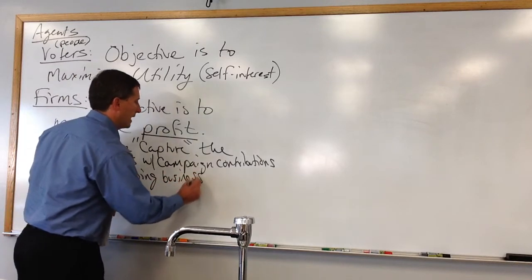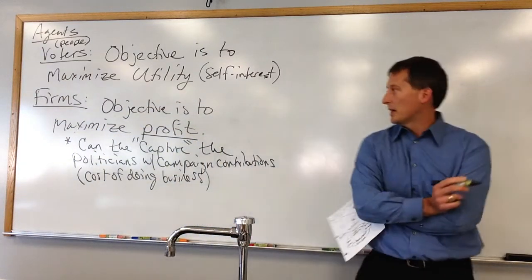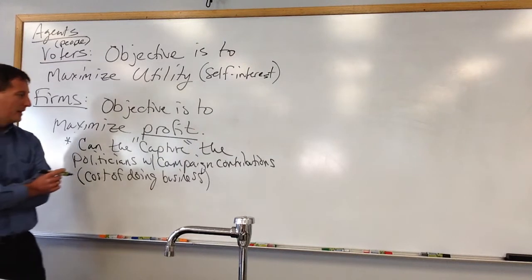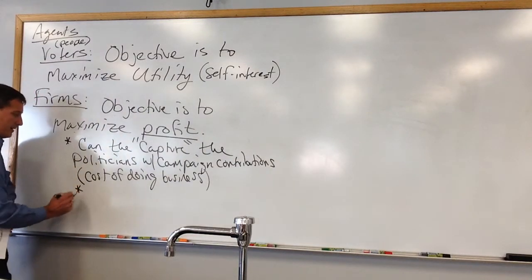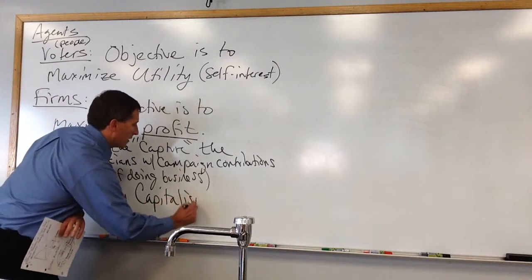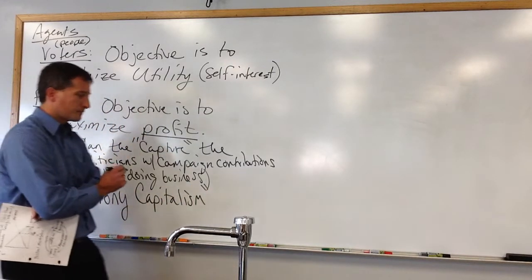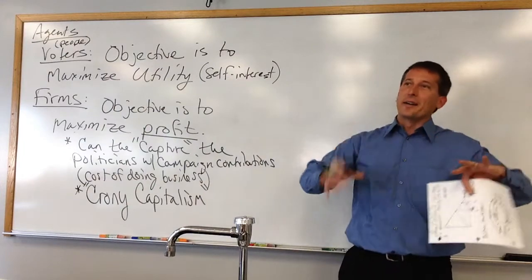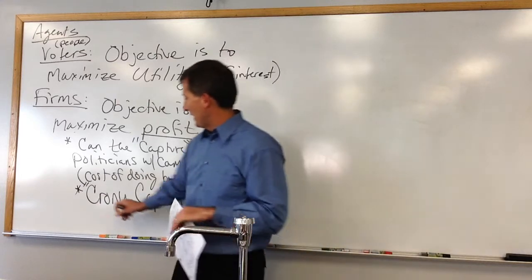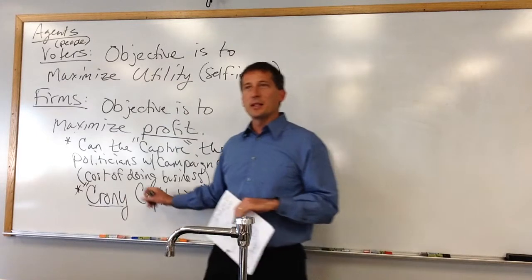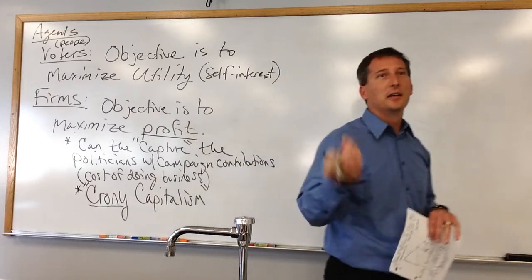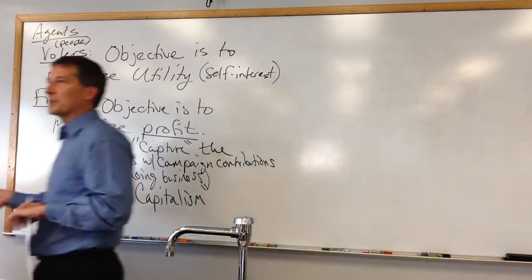It might be one element that they can use to maximize profits, getting preferential treatment. Something we call crony capitalism in the economics field. The crony part is an old term: you've got your cronies, your buddies, your chums that you hang out with. Crony capitalism would be that maybe it's more important who you know rather than what you know. Maybe you can cozy up to a politician, pay them a little bit, and get some preferential treatment.